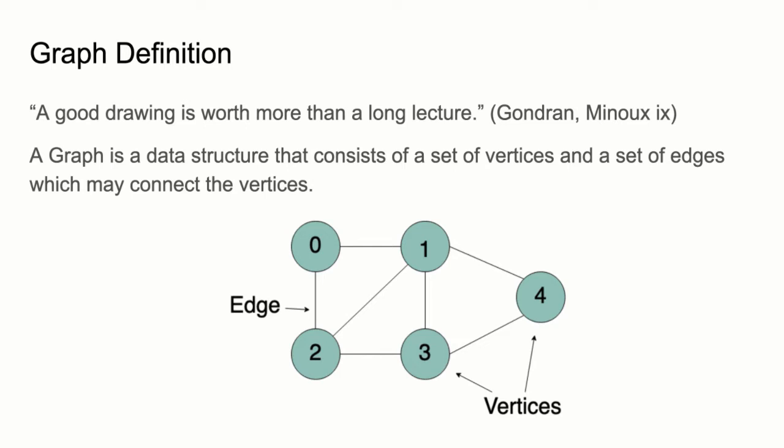So here we are able to see that we have nodes 0, 1, 2, 3, and 4, and the various connections between them, the edges here. So we can see that there's a connection between 0 and 1, as well as a connection between 0 and 2, but there's no direct connection between 0 and 3, or 0 and 4.